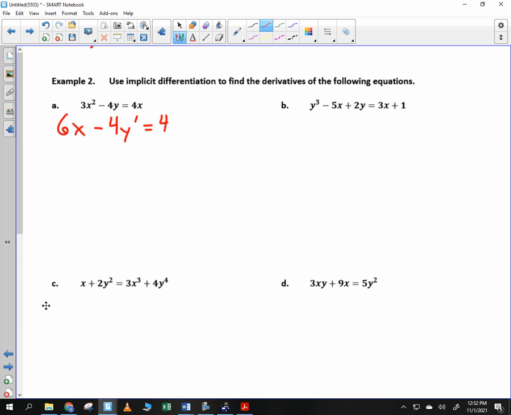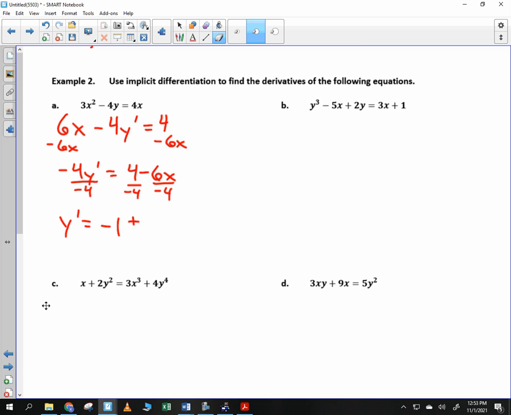Solve for y prime. So we subtract the 6x, and we get negative 4y prime is equal to 4 minus 6x. Divide by negative 4. Y prime is negative 1 plus 3 halves x. Good? Yes.